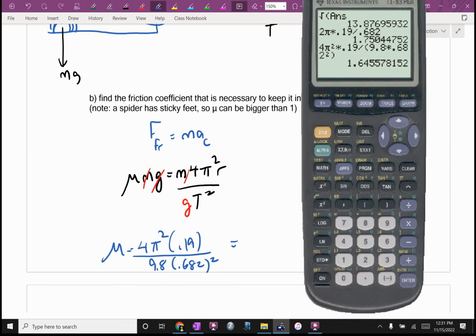1.65, which made me nervous, but then I looked at the note. It said a spider has sticky feet, so mu can be bigger than 1. It's having to use its stickiness to stay in place. It's not just using straight friction. I don't know if spiders secrete a glue or if there's a molecular thing going on. I need to look that up, but something's going on.